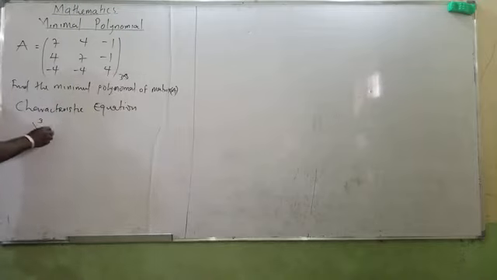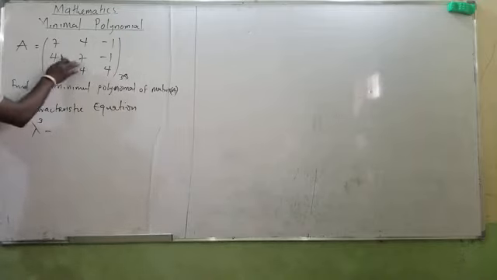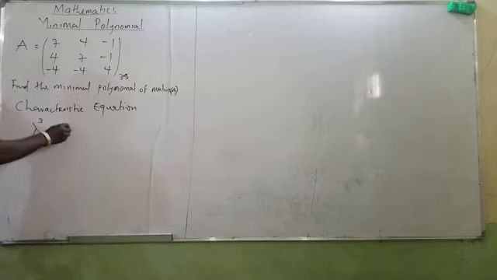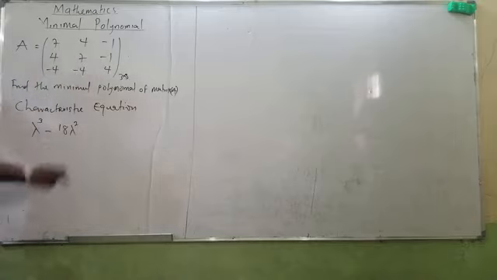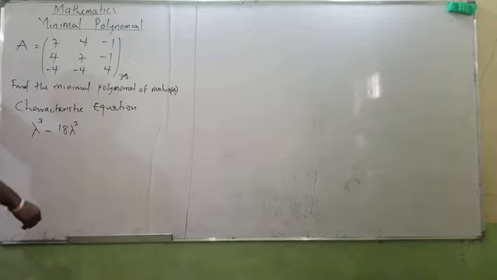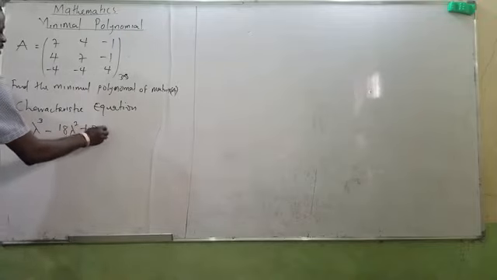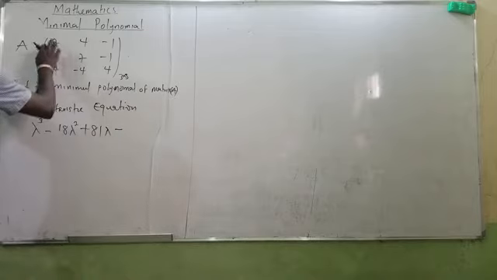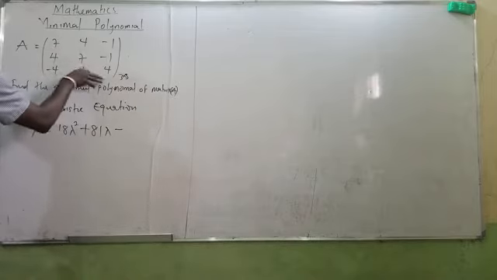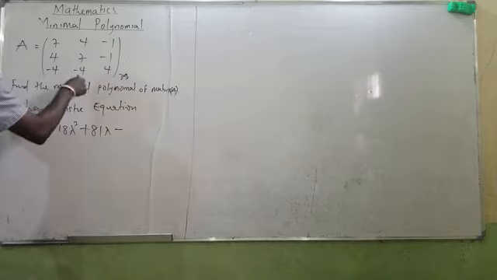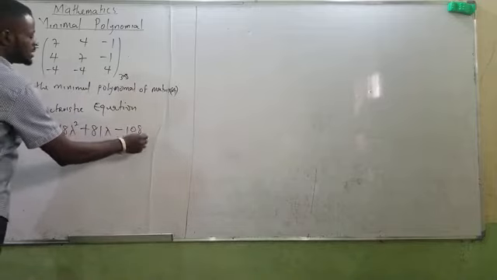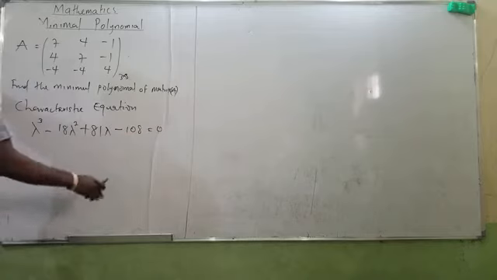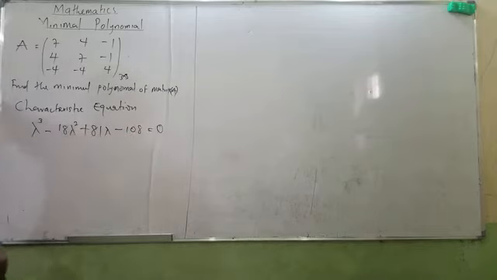Now, lambda cubed minus what? The trace. This plus this plus this, it will be 18 lambda squared. And the sum of the minors of the rows, this and this, will give me plus 81 lambda. And the determinant, 108, equals 0. That is the determinant. You can enter that from your calculator anyway.